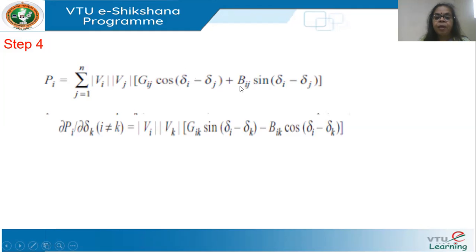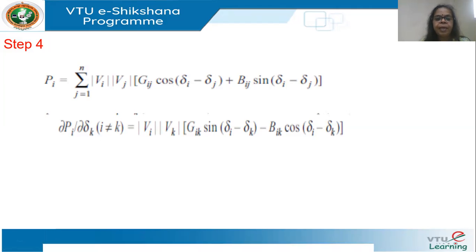Clear? Then I have B_ik, and the derivative of sine(delta_i minus delta_k): the derivative of sine is cos, but the argument gives me a minus 1, so this becomes minus. Clear? So now I have an expression for the partial derivative of P_i with respect to delta_k for all values of k except k equal to i. I'm only giving you the mathematical expressions for now. We'll see why we need them in the next slide.